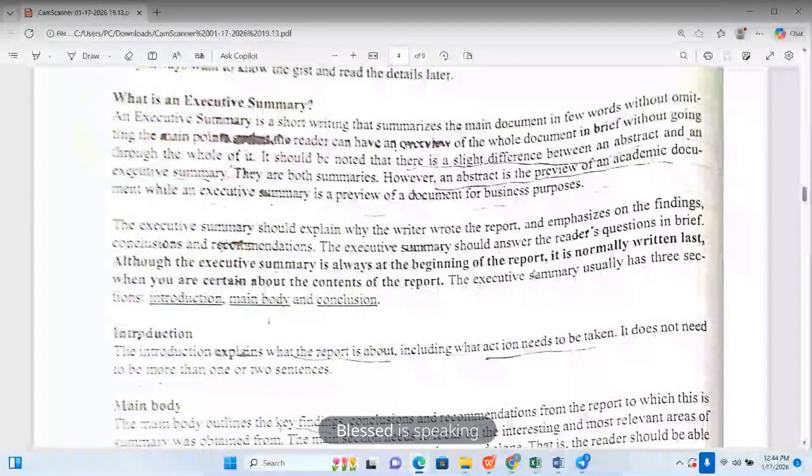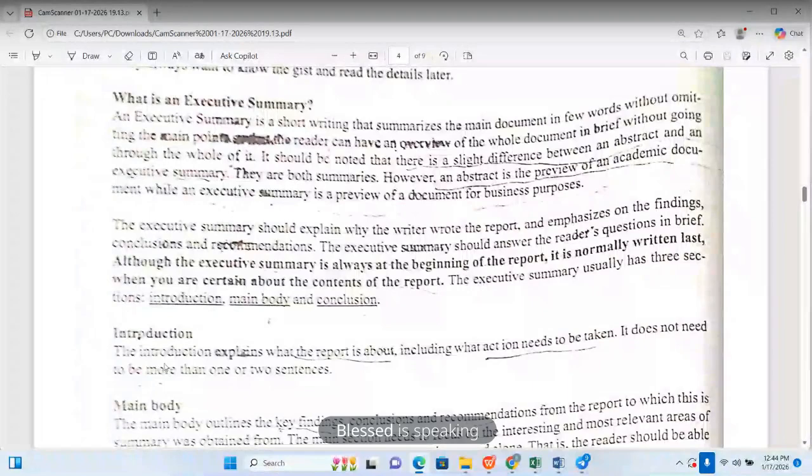The executive summary should explain why the writer wrote the report and emphasize the findings, conclusion, and recommendation. The executive summary should answer the reader's questions in brief. Although the executive summary is always at the beginning of the report, it is normally written last, when you are sure about the content of the report. The executive summary always has 3 sections: introduction, main body, and conclusion.